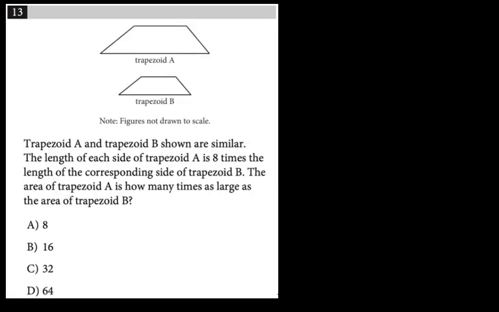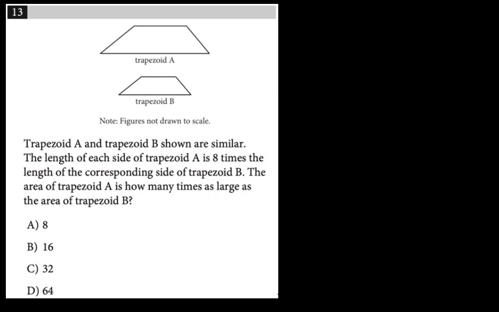All right. Trapezoid A and trapezoid B shown are similar. The length of each side of trapezoid A is 8 times the length of the corresponding side of trapezoid B. That means that they are similar figures, right? You just multiply the length of one side by 8, you will get the length of the corresponding side of the other. The area of trapezoid A is how many times as large as the area of trapezoid B?